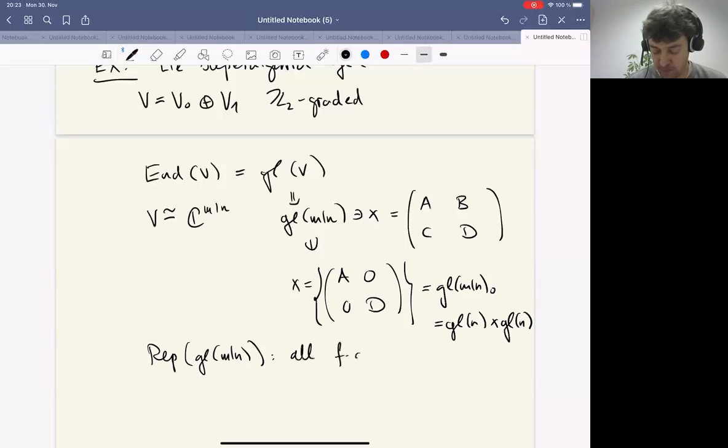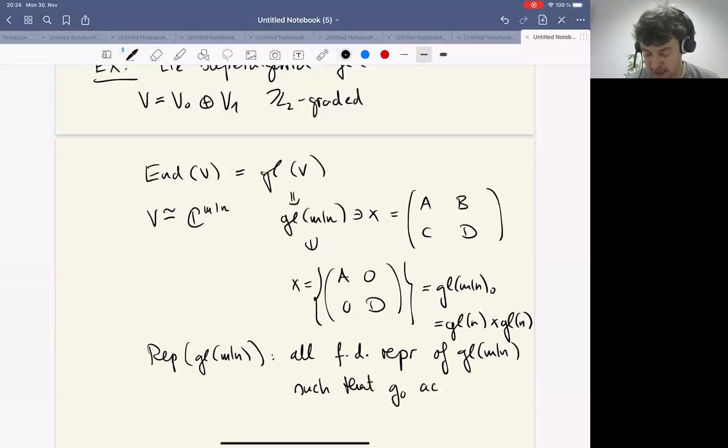I just take all finite dimensional representations of GLMN such that this subalgebra G0 acts semi-simply. And this is then the same as finite dimensional algebraic representations of the algebraic supergroup GLMN. Okay, so I already said it, but this category, in case you've never seen this, is not semi-simple.